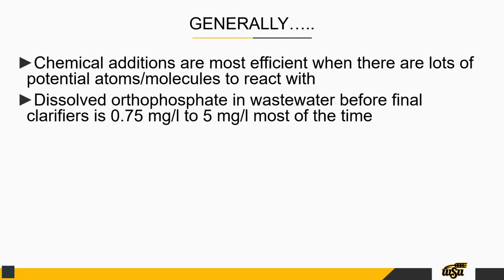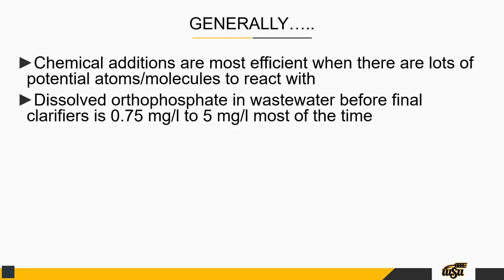So what does this mean? If you are dosing before final clarifiers, and sorry, if you have an SBR here, you're likely having an orthophosphate concentration between maybe 3/4 of a milligram per liter to 5 milligram per liter most of the time. Yeah, every plant will be a little different, but that's a broad range that's pretty reasonable.